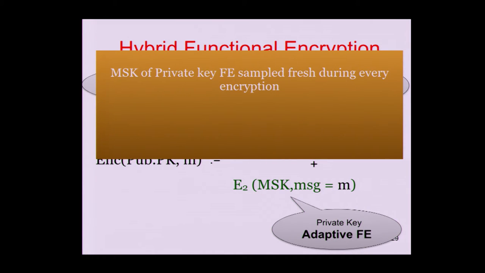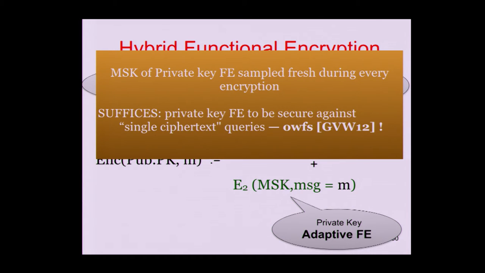Before I explain how this is done, let's see what the minimal requirements we need from this private key adaptive FE scheme are. In order to do this, let me make one observation: when I encrypt a message, I'm sampling the master secret key afresh every time. So this means that I only need a private key FE scheme that is secure against adversaries who make a single ciphertext query. And we know how to base this on one-way functions.